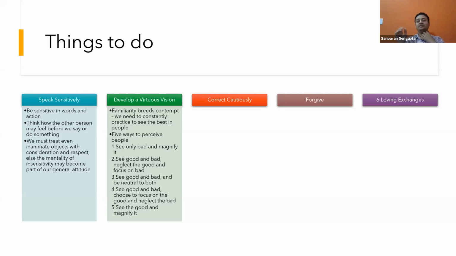Isn't it? And similarly, it happens in our life also. We find faults in people which are not even there because of our perceptions. And sometimes, yes, weaknesses are there, but we focus on that.